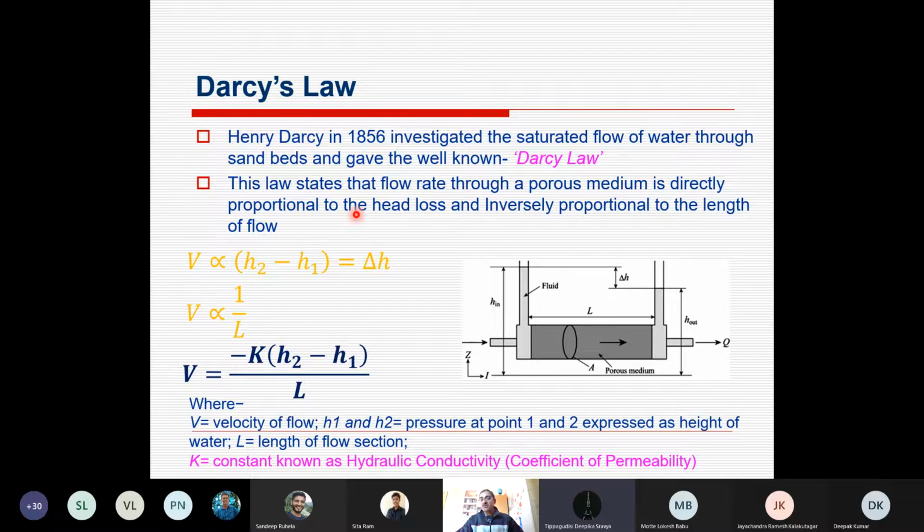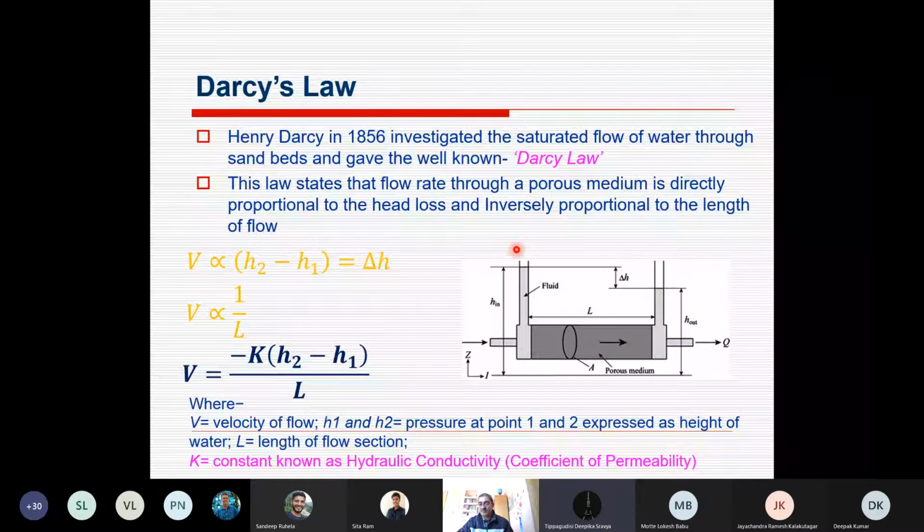So this law simply states that flow rate through a porous medium is directly proportional to the head loss. What is head loss? It is the head at the input condition and the head at the output, outlet condition. So the difference in this head is basically the head loss. Basically it was head like this and it has reduced now, so the difference is head loss. So this law states that flow rate, that is Q, through a porous medium is directly proportional to the head loss and inversely proportional to the length of flow.